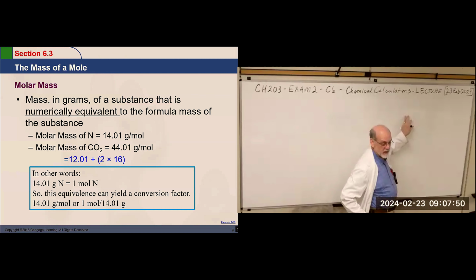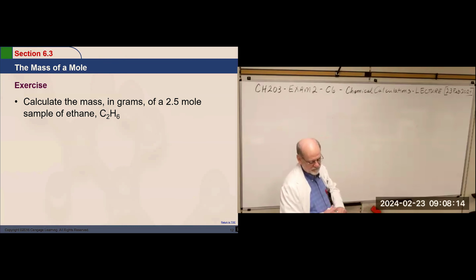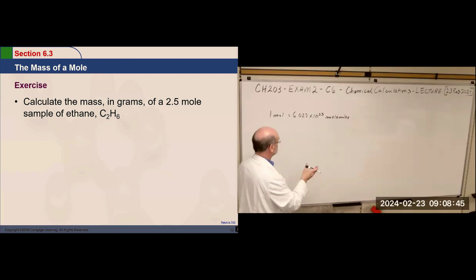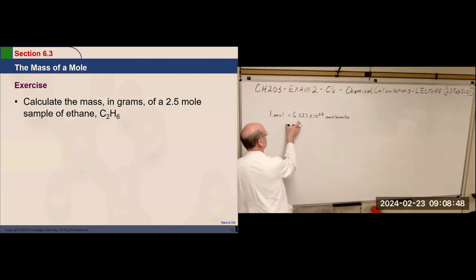All right. So, and notice also, remember when you have an equivalence, 1 mole, that's the abbreviation for mole, you just drop the E. 1 mole equals this many, 6.022 times 10 to the 23rd, let's say for our purposes, molecules. When you have an equivalence, you can make a conversion factor out of it, right? Move this one over here in the denominator, it's equal to 1.